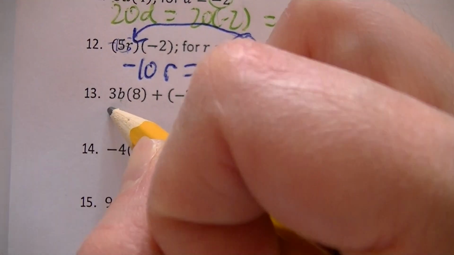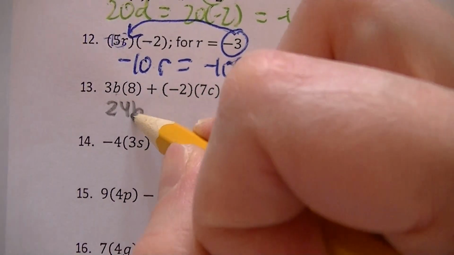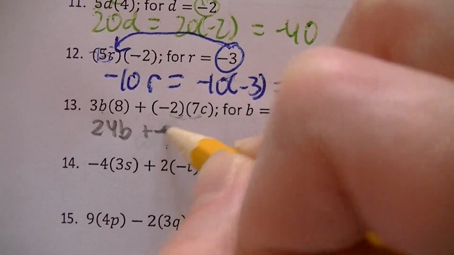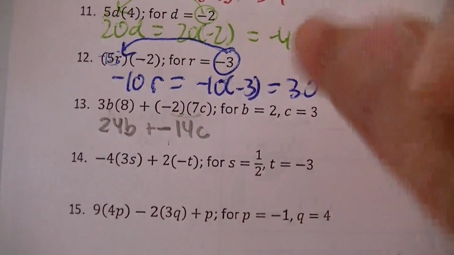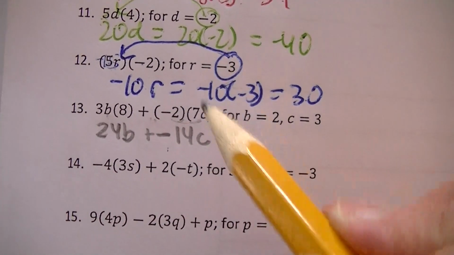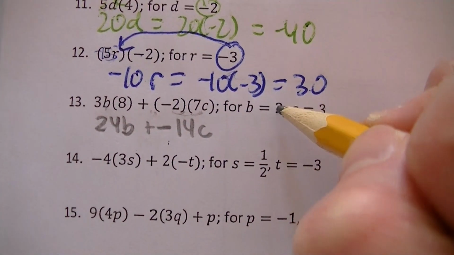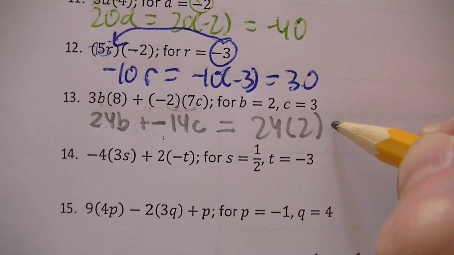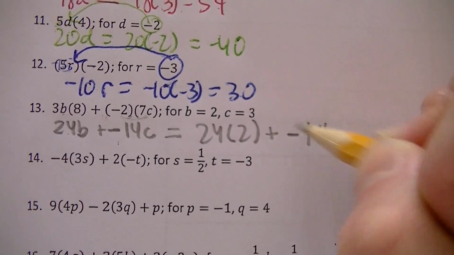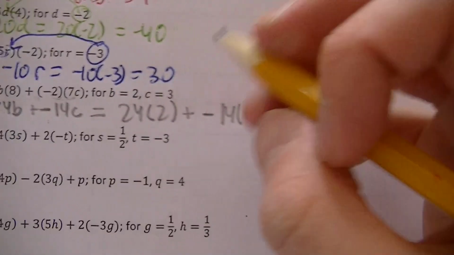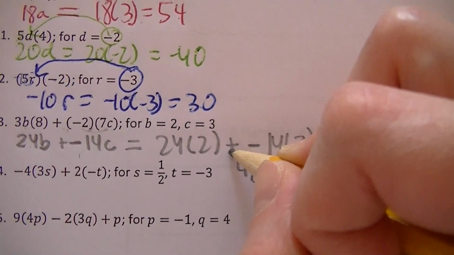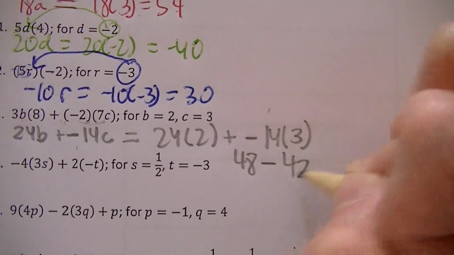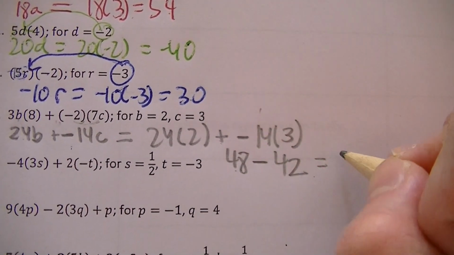Okay, 3b times 8 is 24b. Plus negative 2 times 7c is a negative 14c. So when you go plus and negative, it's cool if you just put minus. It doesn't matter. Same thing. Okay, and they want us to substitute both values in, so 24 times b, so it'd be 24 times 2, plus a negative 14 times 3. 24 times 2 is 48, plus a negative 42, so that equals 48 minus 42 is 6.